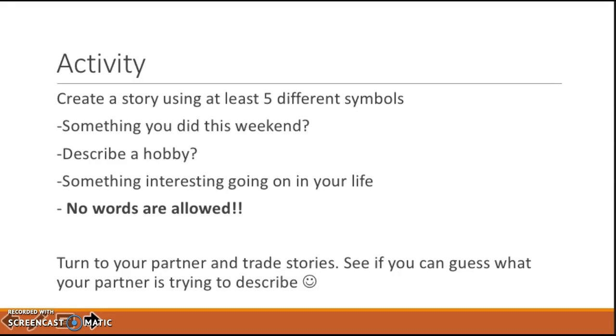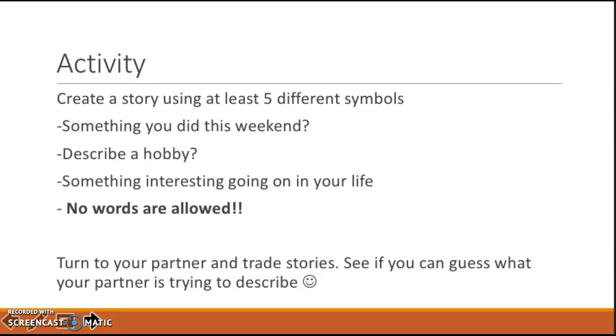Okay, so today for our activity, I want you to create a story using at least 5 different symbols. It can be something you did this weekend, you can describe a hobby, something that's interesting going on in your life, you can make up a story. However, there are no words allowed. So if you all just want to get out a piece of paper and either a pen or a pencil, I'll give you a few minutes to do this.